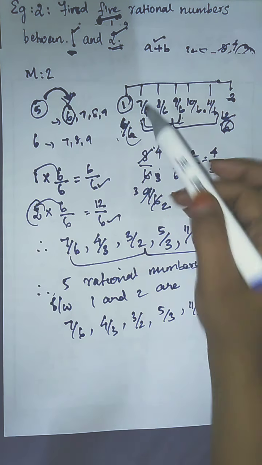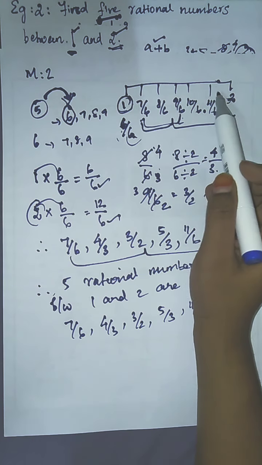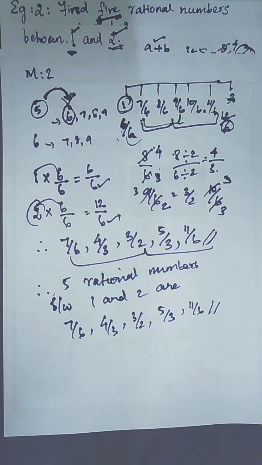Actually, there will be so many numbers between 1 and 2. So from method 1 and method 2, the numbers will be different, but the answer is correct.